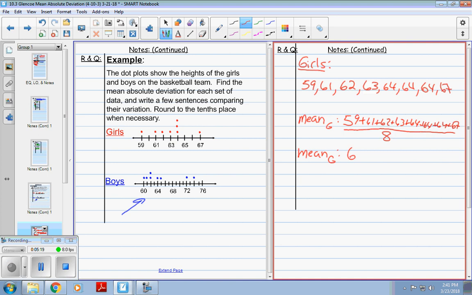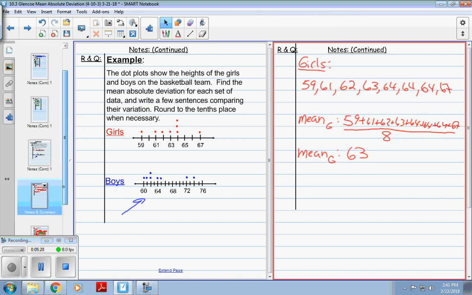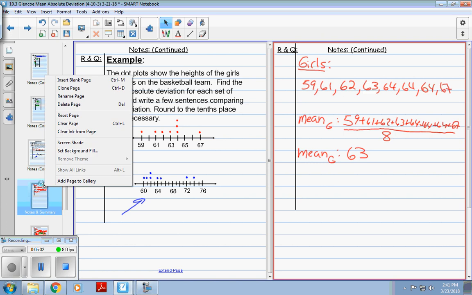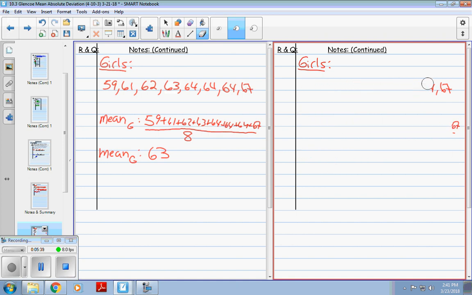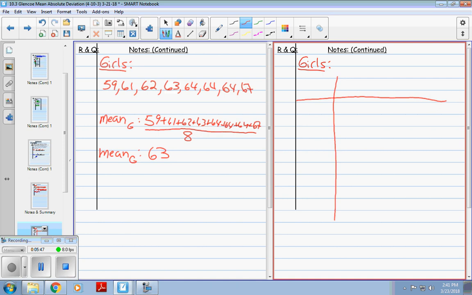And this mean for the girls is 63. So we have found the mean for the girls. Step 1's done. Step 2 says build a table. When we build our tables for these problems, we're going to want to try to create 3 columns for our information. It's the middle column that needs to be the largest because we're going to show math inside of that column. So I'm going to make a really simple chart.